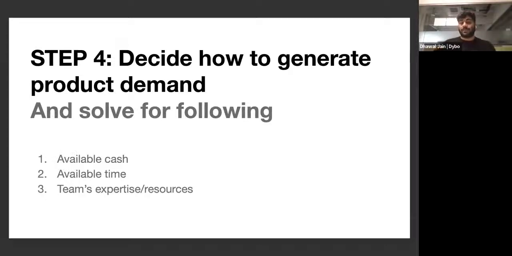Post that, how do you generate product demand, right? This needs to be automated now, otherwise, again, the scale gets affected. So for this, you will also solve, how much cash do you have available? Can you spend an extreme amount of money on, let's say, bringing in a celebrity when you don't have that kind of cash, right? Two, how much time do you have available? Can you really engage in a kiosk opening model if your team size is small, and would selling through your website be a lot easier and a lot more scalable, etc.? And then, of course, the third is team's expertise and resources.